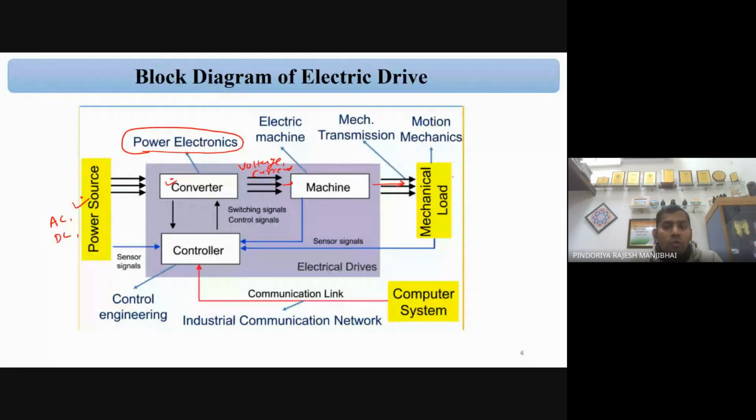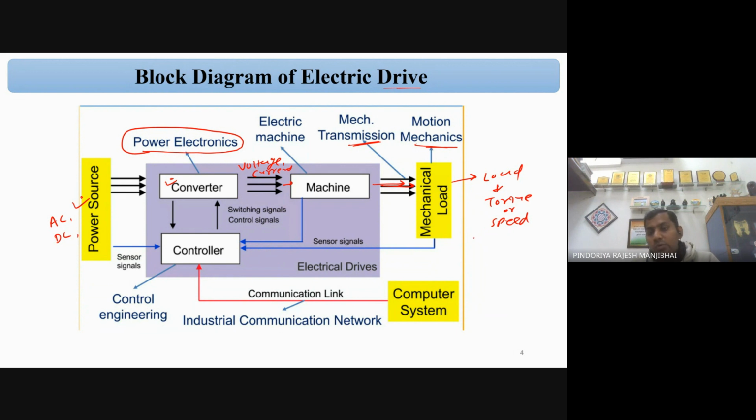All of you know the mechanical load, correct? Whenever we say mechanical load, there is motion, so we can say the speed. And here the coupling is a mechanical transmission shaft, correct? Whenever we say drives, it means we have to control the speed or the torque of this mechanical load. So we have to control the torque and speed.